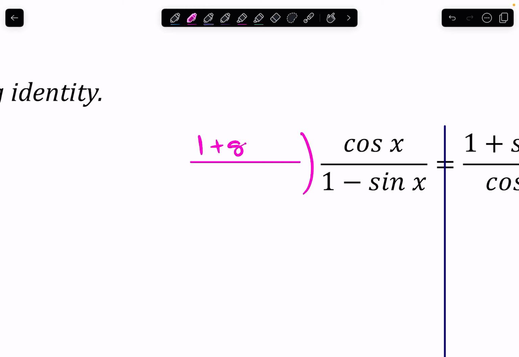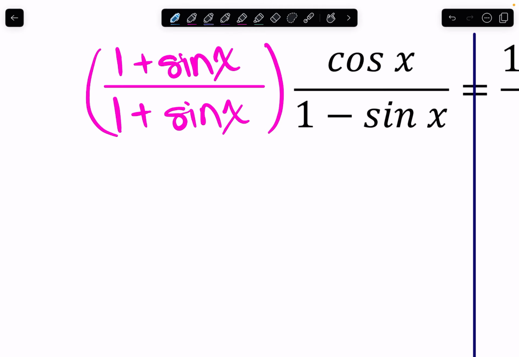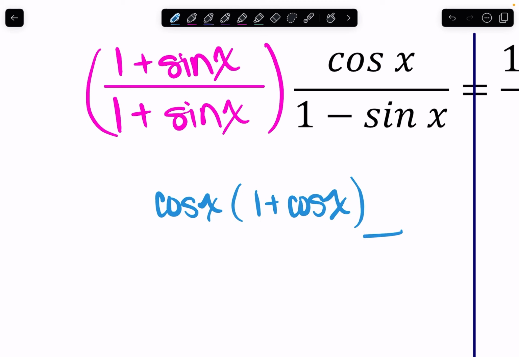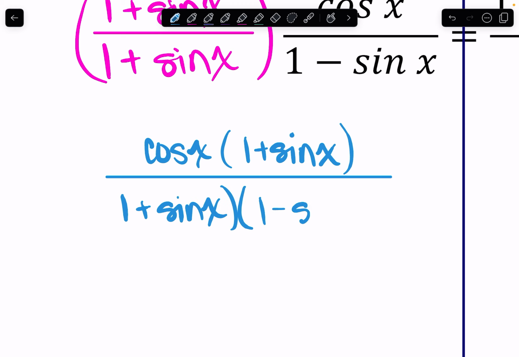So my clever form of 1 is going to be the numerator I have to get to, 1 plus sine of x. So top times top, bottom times bottom. I'm just going to write it as a single fraction first. I like the cosine written on the front. Cosine times 1 plus sine x over, I wrote the wrong one, that's sine, 1 plus sine x. And then the denominator, 1 plus sine x times 1 minus sine x.